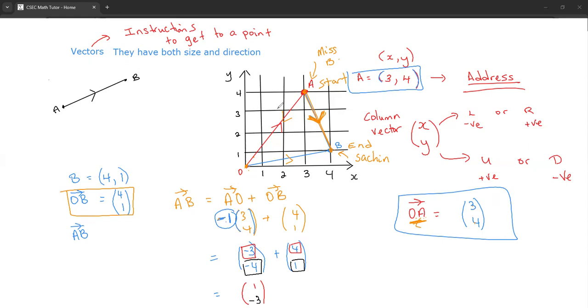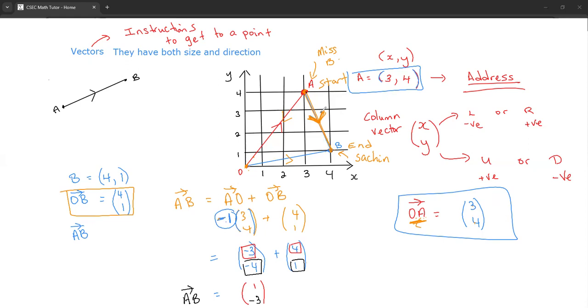So to get from A to B, this is the instructions here to get me from A to B. So it's like I'm going to go the longer way around in order to figure out what's the shortcut to get me from A to B.